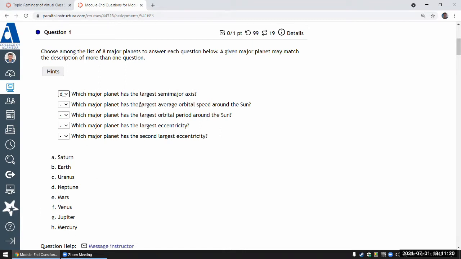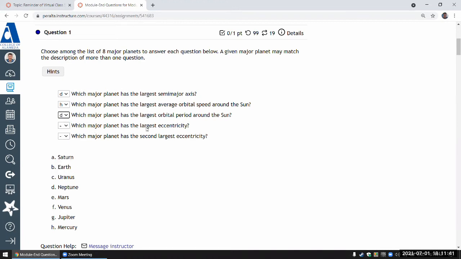Okay, which major planet has the largest average orbital speed? This is a Kepler's third law question, actually, because it's a roundabout way of asking which is innermost: Mercury. Largest orbital period, it's the flip side of the previous question. So it's again Neptune.